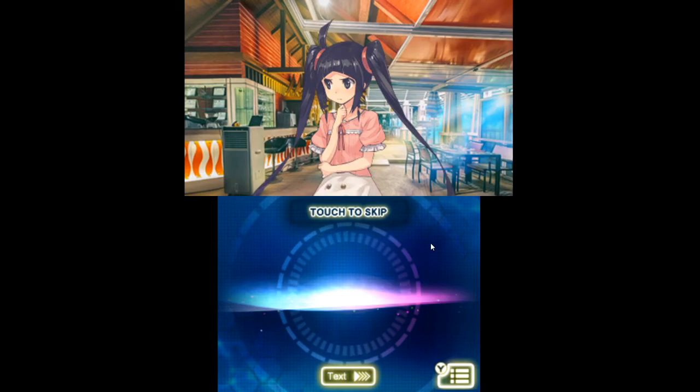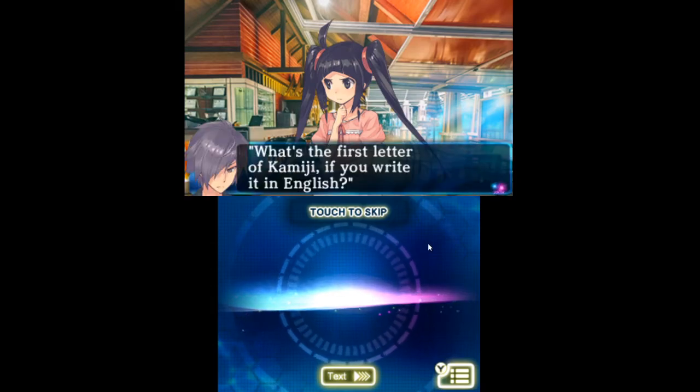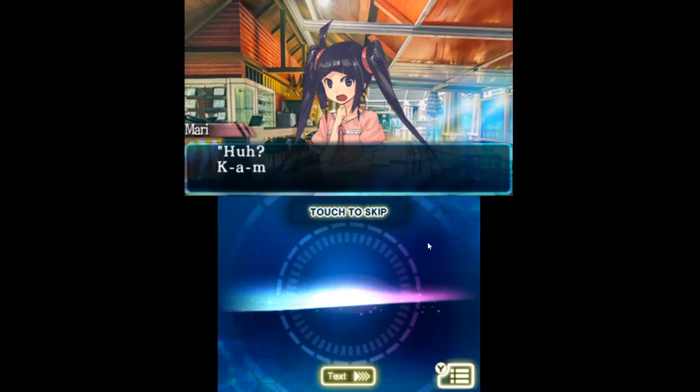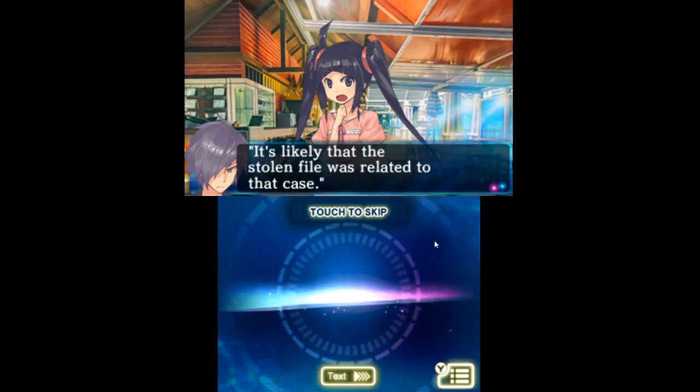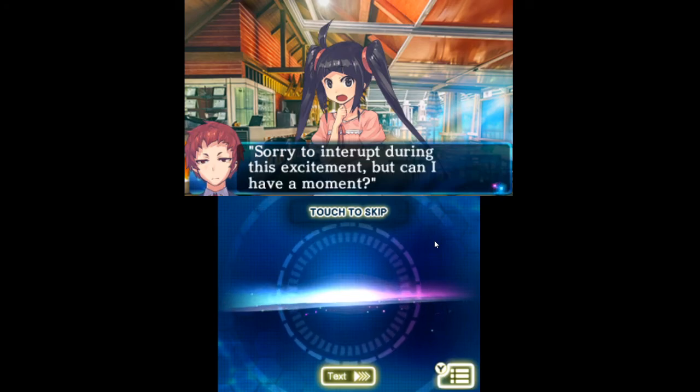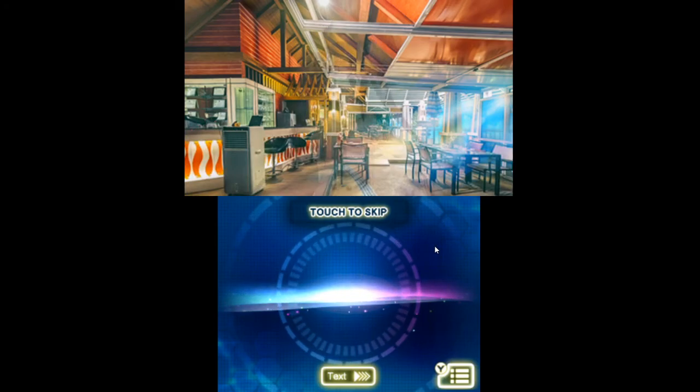Litz Kamiji's parents. What about it? What's the first letter of Kamiji if you write it in English? K. Kamiji. Yeah, it's K. It's likely that the stolen file was related to that case. Sorry to interrupt during this excitement, but can I have a moment?